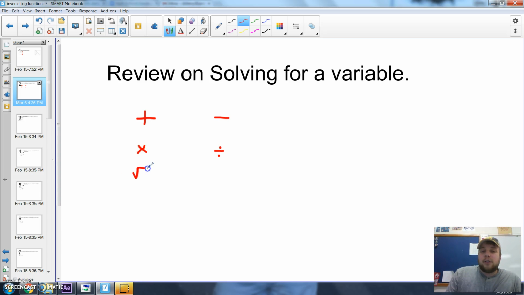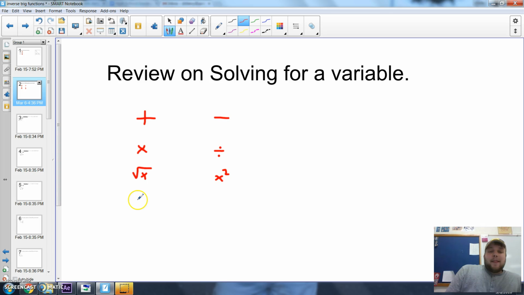How do you cancel a square root? You guys ready? You square it. Remember, a square and a square root cancel each other out. We're going to learn one new one here today.